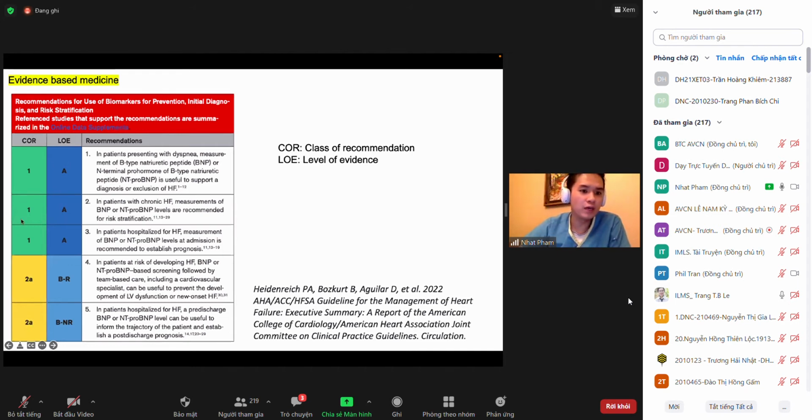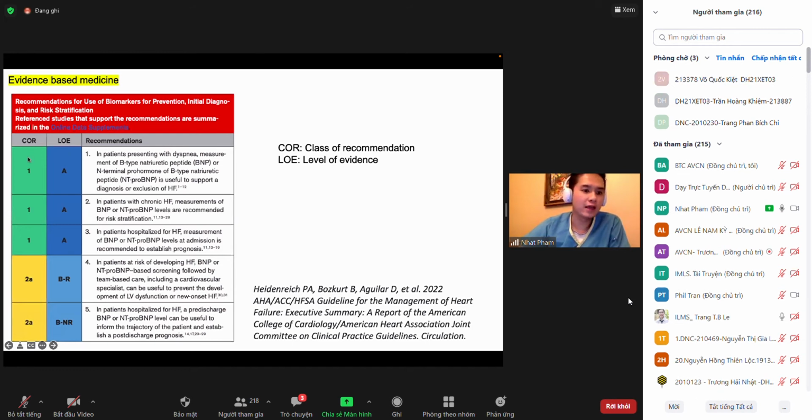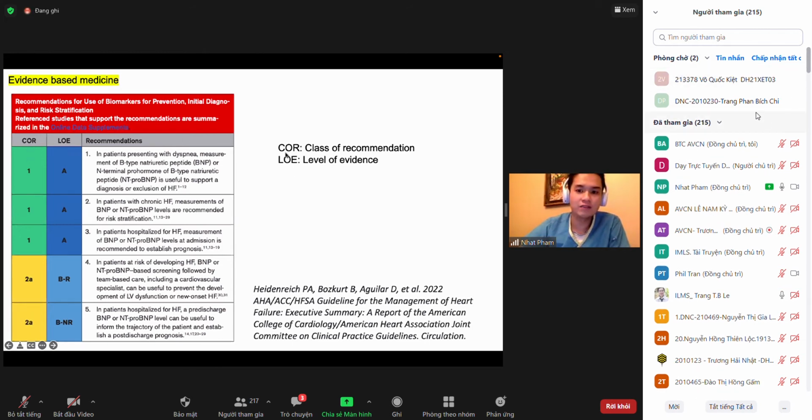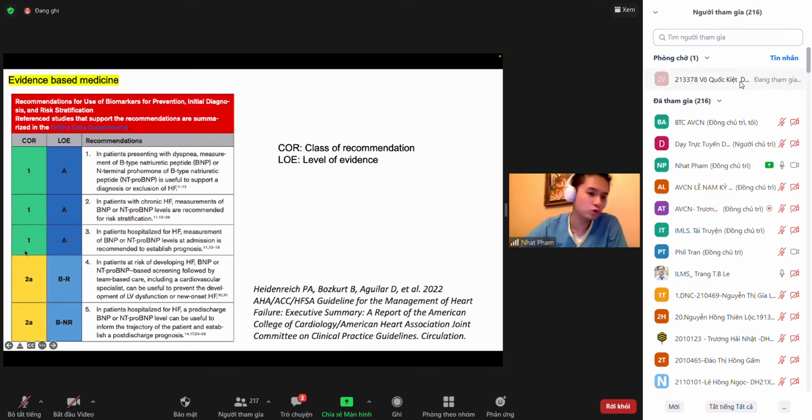As you can see here, especially when we talk about treatment for heart failure, we're going to use different guidelines. This one is taken from the ACC or AHA guidelines that were released a few days ago on April 3rd about treatment for heart failure. When you read a guideline, you're going to see that the class of recommendation is 1, 2A, 2B, or 3, and the level of evidence is A, B, C.